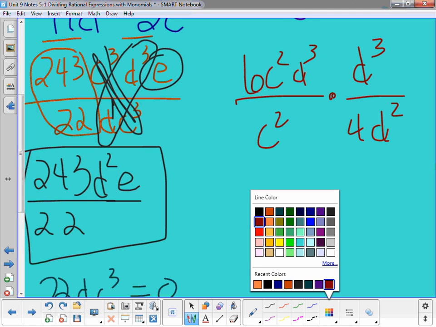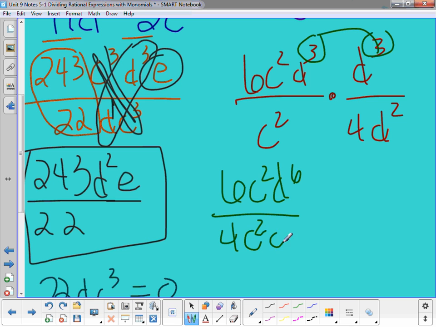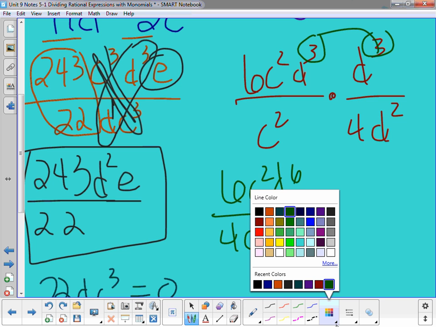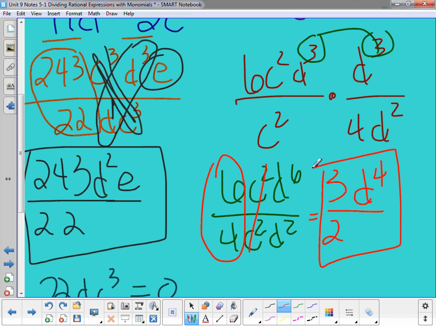So first we have 6. That's going to stay the same. So we have 6c squared, and then we have d cubed times d cubed, which is d to the 6th. On the bottom, 4c squared d squared. So now we want to go through and simplify this out. So 6 over 4, divide both of those by 2, and you get 3 halves. c squared over c squared is just 1. d to the 6th divided by d squared, subtract those exponents, and you get d to the 4th. So this right here is your final answer.